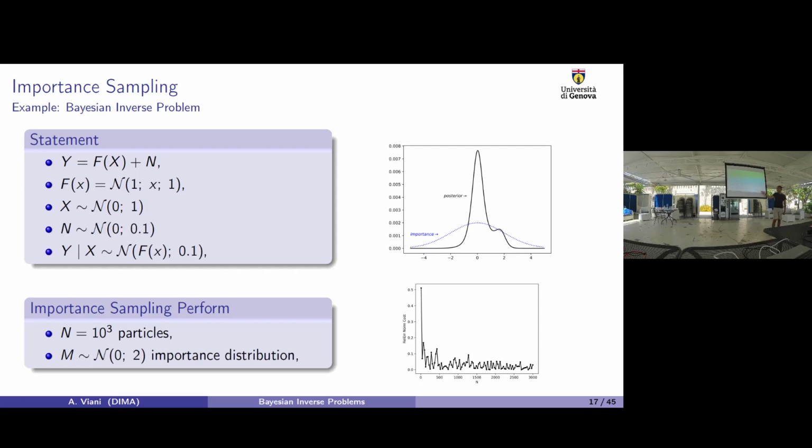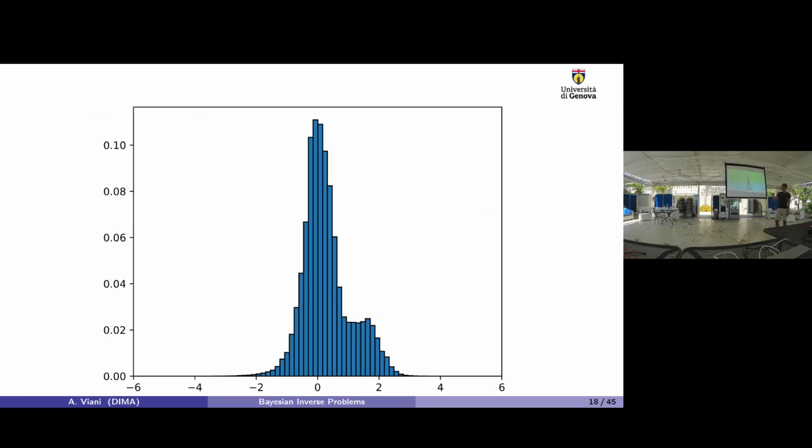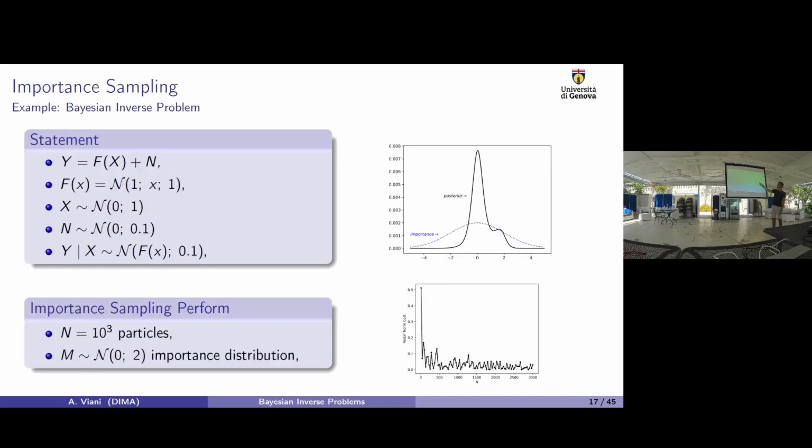If we use more particles, the error goes down. Not so fast, because I'm using only what I'm explaining to you. So I'm not using what is called resampling. But for the ones who know it, okay, I'm not using resampling. For the others, go on. And this one is the obtained posterior distribution, importing from this importance distribution.